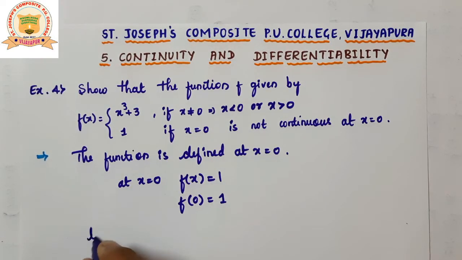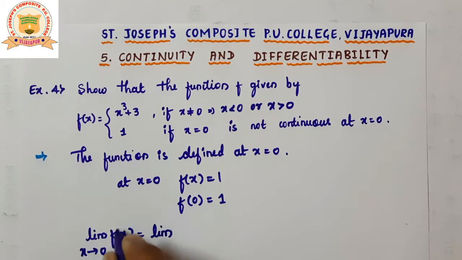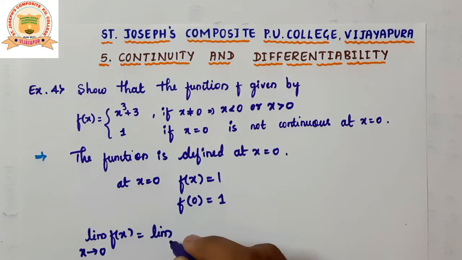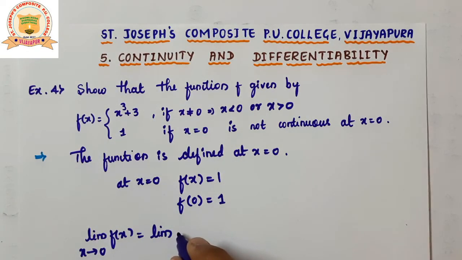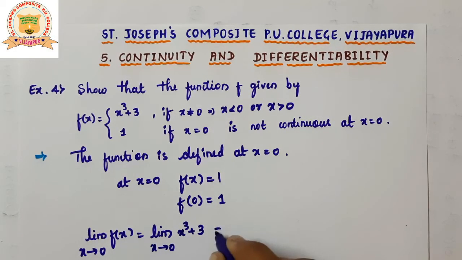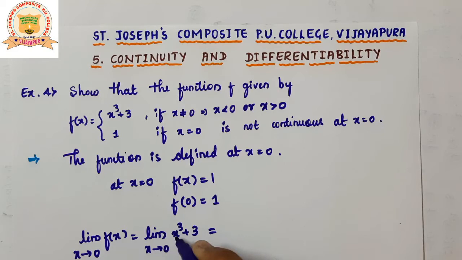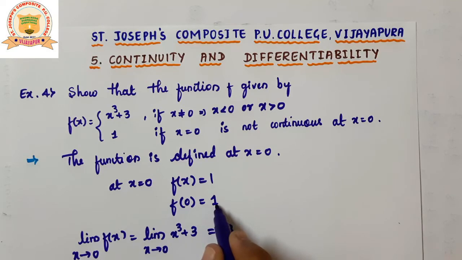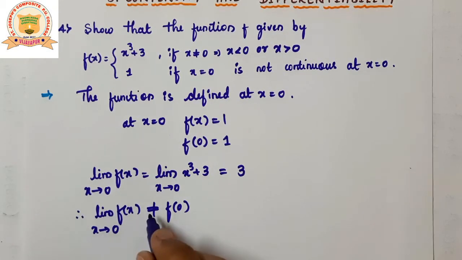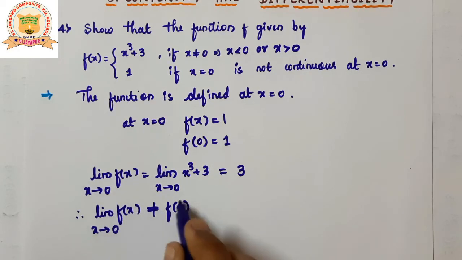Combinedly, we can find the limit of f of x as x tends to 0 is equal to the limit of what is f of x value as x tends to 0. The functional value is f of x is equal to x cube plus 3. We have to substitute in place of f of x as x cube plus 3 as x tends to 0. The function is a polynomial function, so we can substitute in place of x as 0 only. If we substitute in place of x as 0, 0 cube becomes 0, 0 plus 3 is 3. Therefore, the functional value as x tends to 0, or we can say as x converges to 0, is 3. But at x is equal to 0, the functional value is 1. Therefore, limit of f of x as x tends to 0 is not equal to f of 0, because its value is 3 and its value is 1. They are not equal.